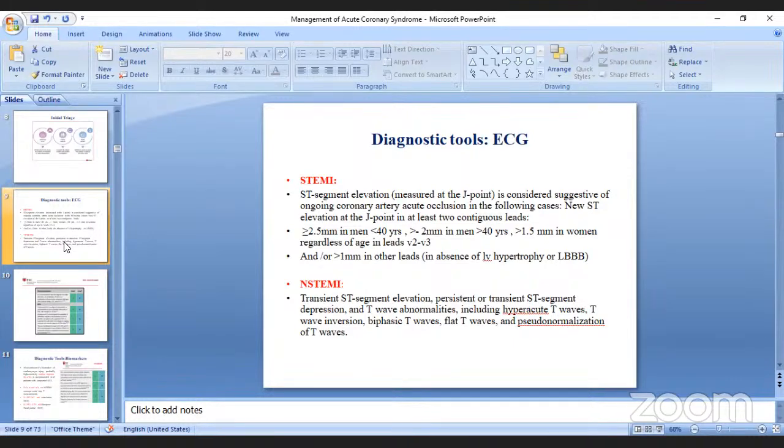In case of NSTEMI, there is a wide variety of ECG changes. There can be transient ST segment elevation or persistent or transient ST segment depression. There can be T wave abnormalities, hyperacute T waves, T wave inversion, biphasic T waves, flat T waves, and pseudonormalization of T waves.